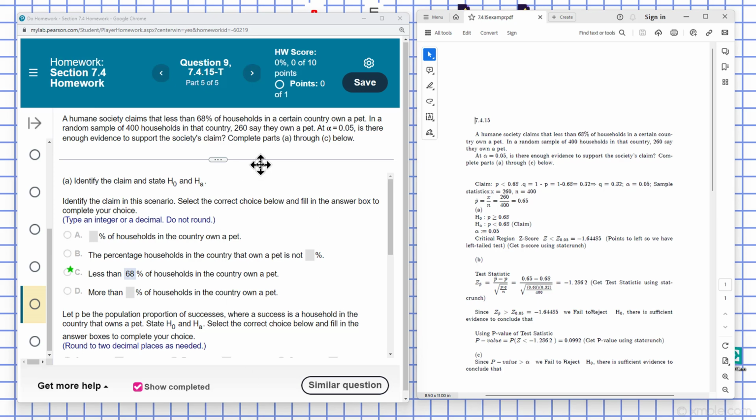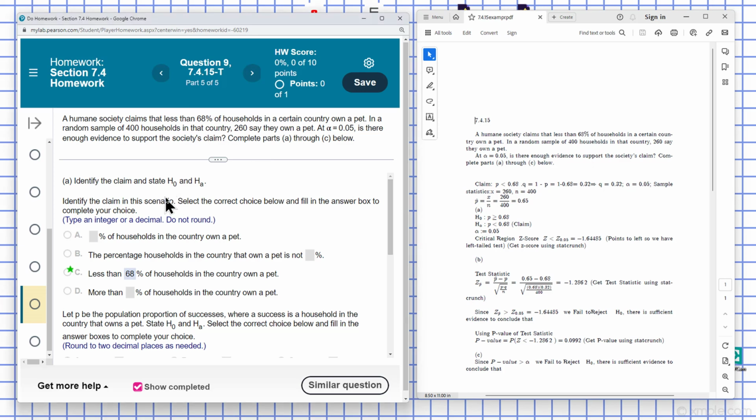Chapter 7, Section 4, Problem 15. A Humane Society claims that 68% of households in a certain country own a pet. In a random sample of 400 households in that country, 260 say they own a pet. Level of significance alpha equal to 0.05. Is there enough evidence to support the society's claim? Complete parts A through C below.